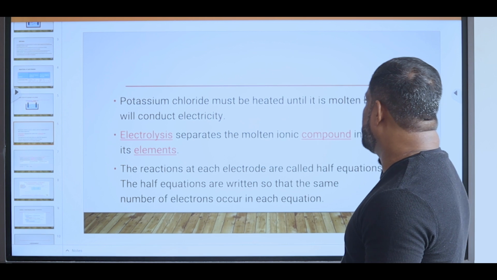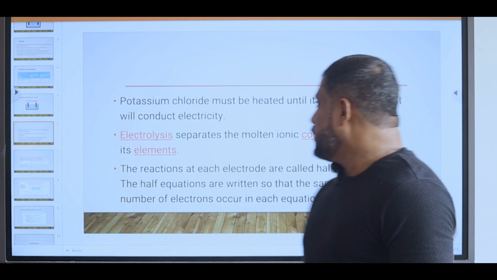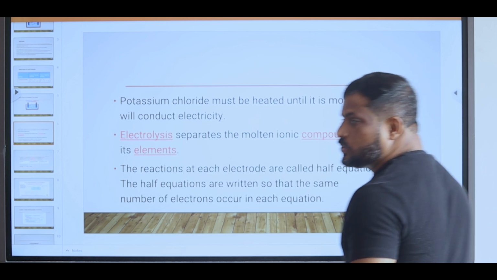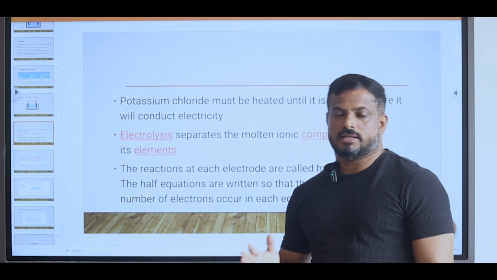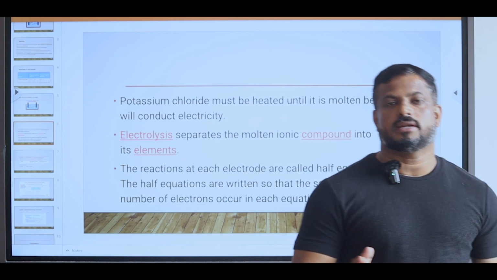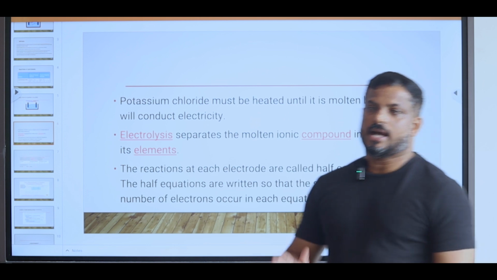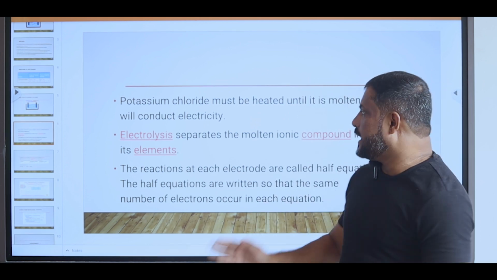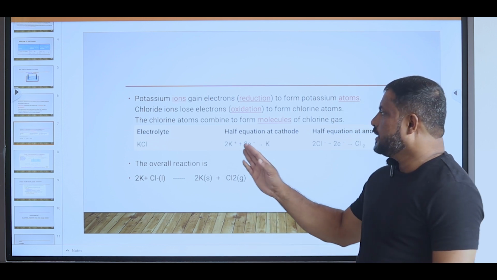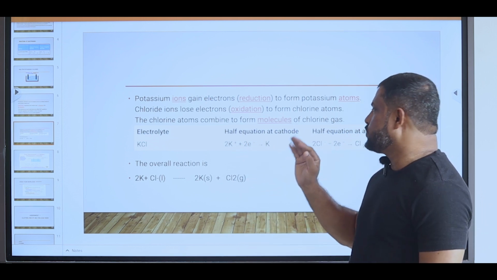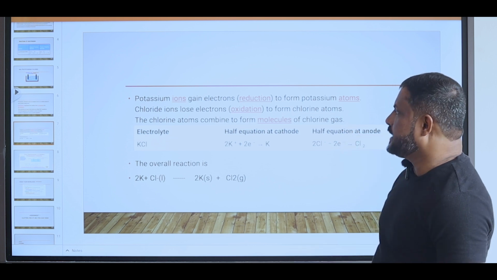Potassium chloride, first of all we want to heat until it is molten. Once it is molten, it is allowed to conduct the electricity. Then the electrolysis happens. The molten potassium chloride splits up into potassium ion and chloride ion. There are half equations. Anode reaction and cathode reaction take place. 2K+ plus 2 electrons to form 2K. 2Cl- minus 2 electrons to give Cl2.